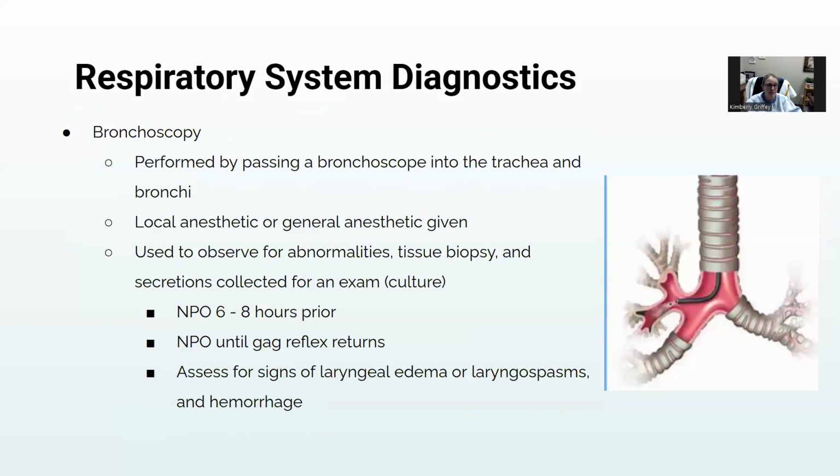And then with your respiratory system diagnoses, you can do a bronchoscopy. And this is where they thread a scope into the trachea and into the bronchi. They're going to do a local anesthetic or general anesthetic. And this is where they can look for abnormalities. They can do tissue biopsies, and they can collect secretions for an exam or a culture. But with this one, they have to be NPO 6 to 8 hours prior. And then after this is done, they have to be NPO until their gag reflex returns.